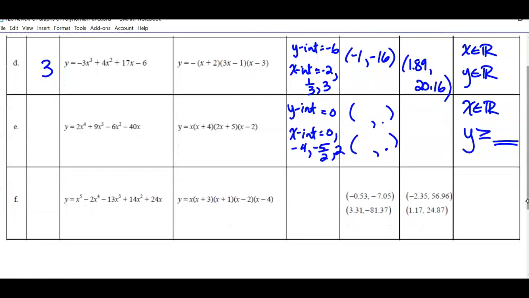And then degree 5. So again, no constant term, so the y-intercept is 0. For the x-intercepts, we look at the factored form, so 0, -3, -1, 2, and 4. We did this work for you, okay? It's degree 5, so the domain and range is all real numbers. You don't really have to think about anything.